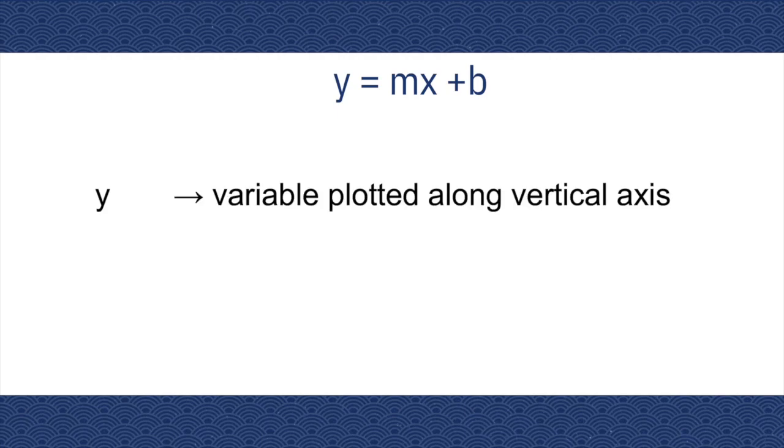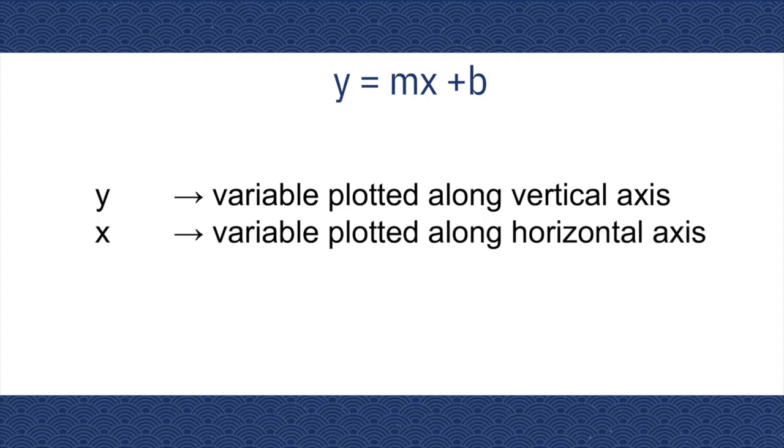Before we forget, we'd like to show you that these integrated rate equations can be plotted in a y equals mx plus b format to give a linear plot. y is the variable plotted along the vertical axis, while x is for the horizontal axis. m is the slope of the line, and b is the y-intercept.